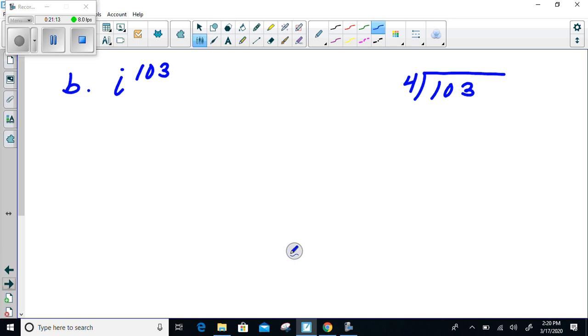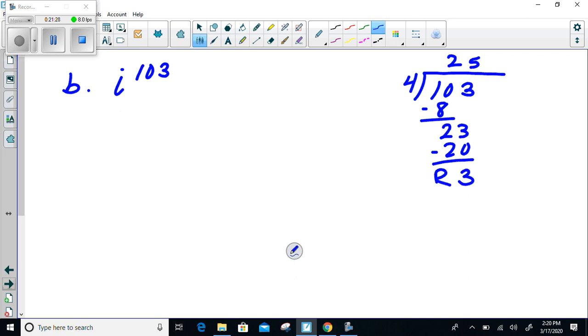And again, if you want to see that off to the side, 4 won't go into 1, so we look to the 10. How many times will 4 go into 10? Of course, it's twice. 4 times 5 gives me 20. And again, I've got the remainder of 3.